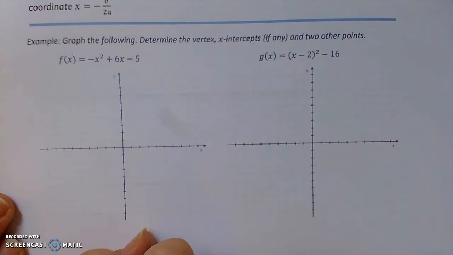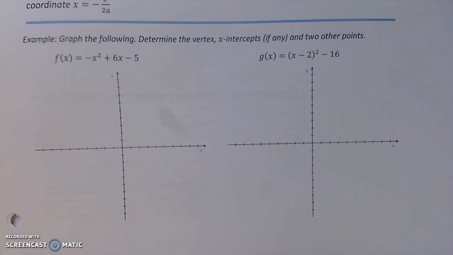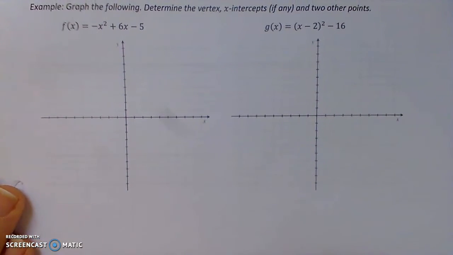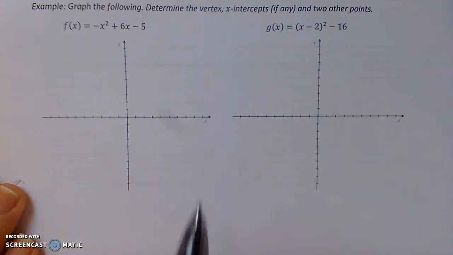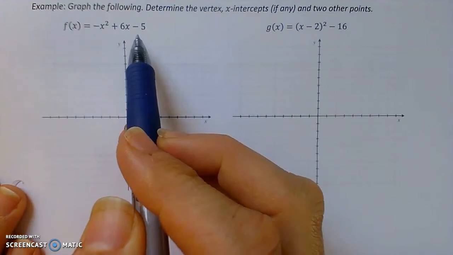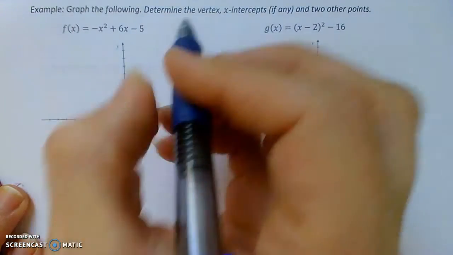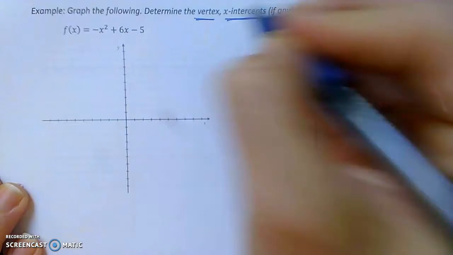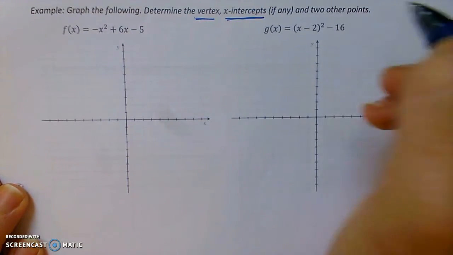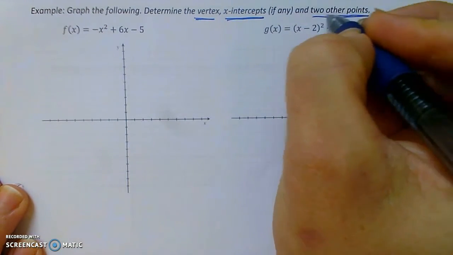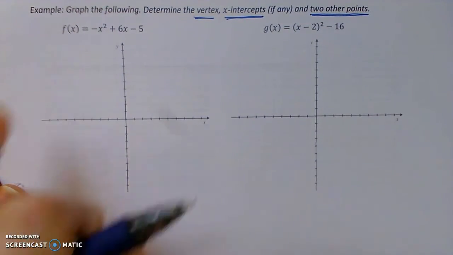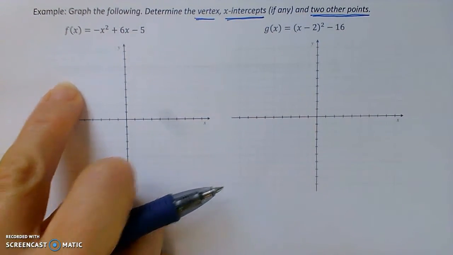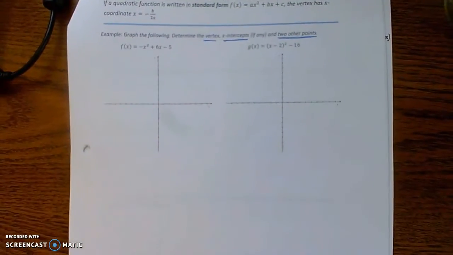When graphing quadratic functions, we're expecting to see a parabola, and it's helpful to have a little bit of knowledge before you go ahead and start plotting points. For one thing, key points on the parabola are going to be the vertex, x-intercepts (sometimes there are no x-intercepts), and then possibly two other points. So how do we find the vertex when we're given an equation in standard form?